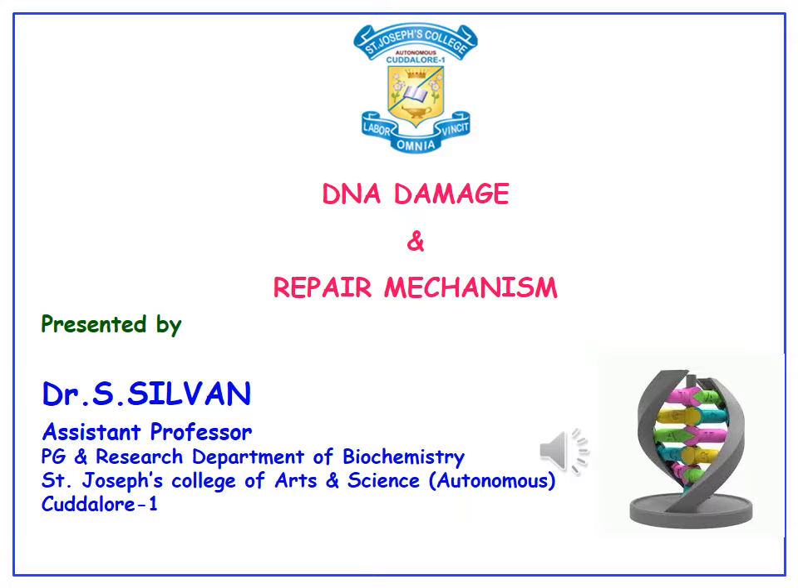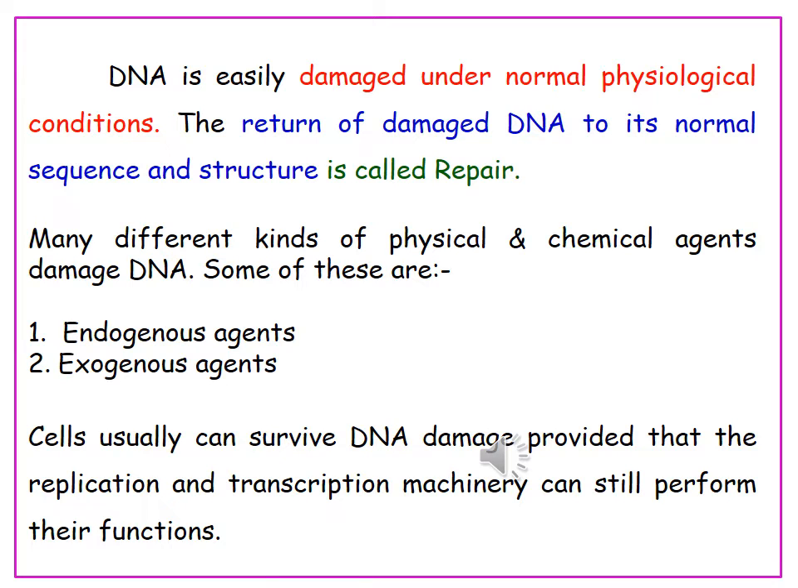Now I am going to present the topic DNA damage and repair mechanism. DNA is easily damaged under normal physiological conditions. The return of damaged DNA to its normal sequence and structure is called repair. Many different kinds of physical and chemical agents damage the DNA. Some of these are endogenous agents and exogenous agents.